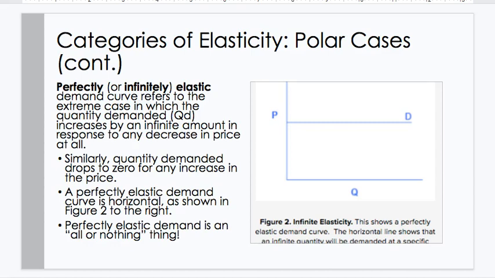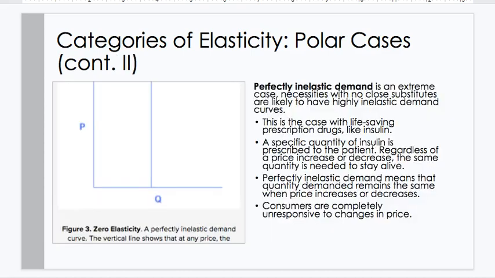A perfectly or infinitely elastic demand curve refers to the extreme case in which the quantity demanded increases by an infinite amount in response to any decrease in price at all. Similarly, quantity demanded drops to 0 for any increase in price. A perfectly elastic demand curve is horizontal, as shown in the figure to the right. Perfectly elastic demand is an all or nothing thing.